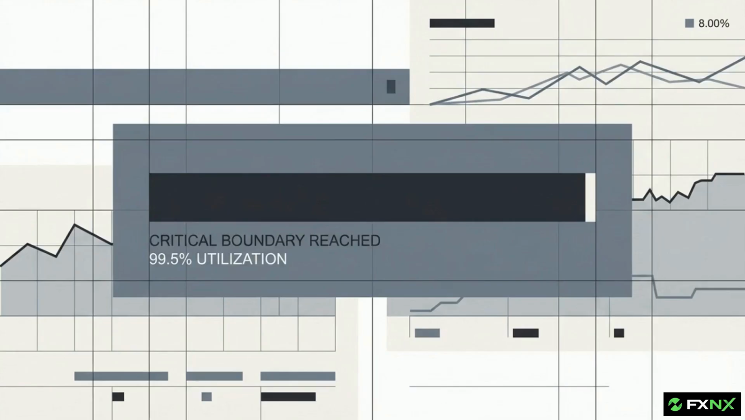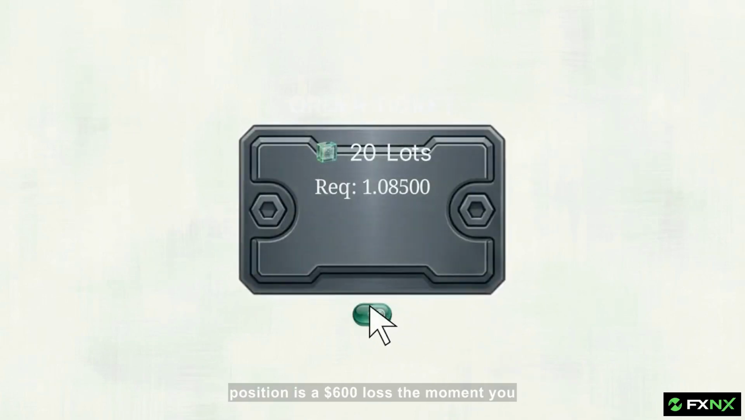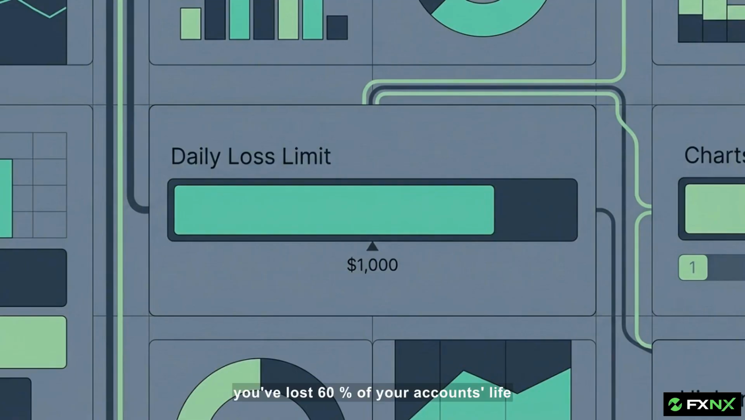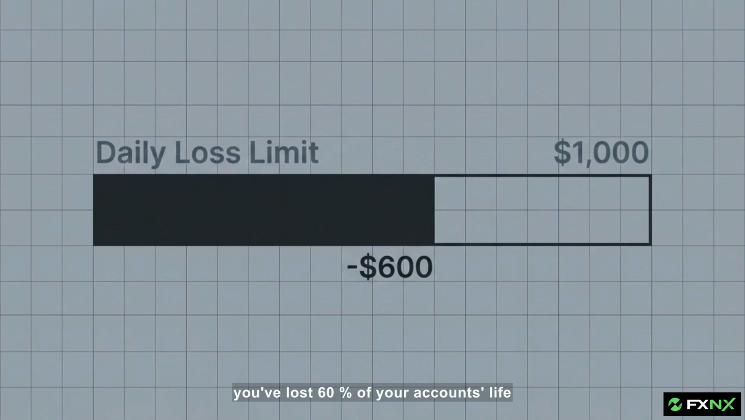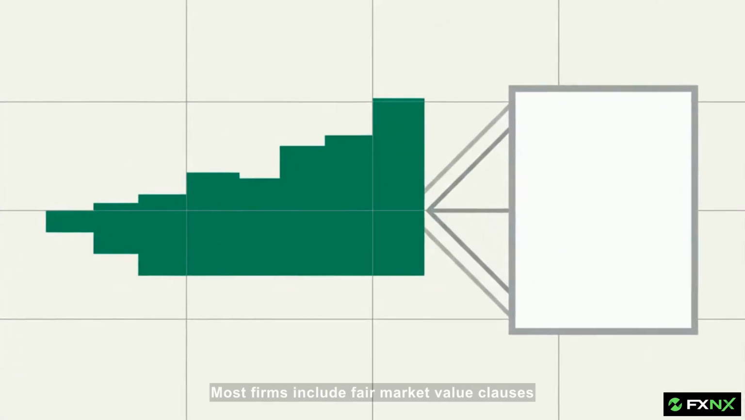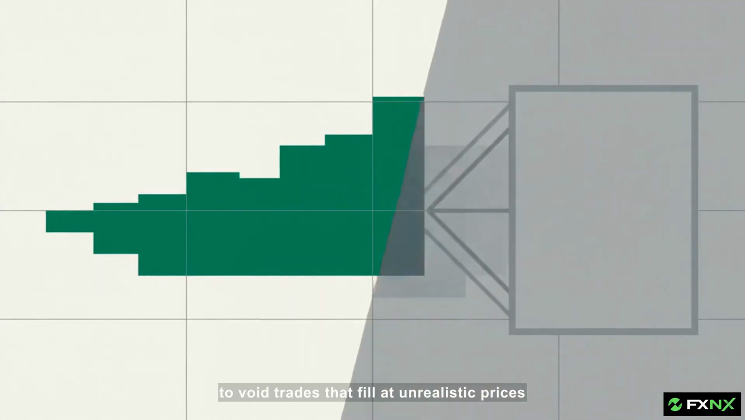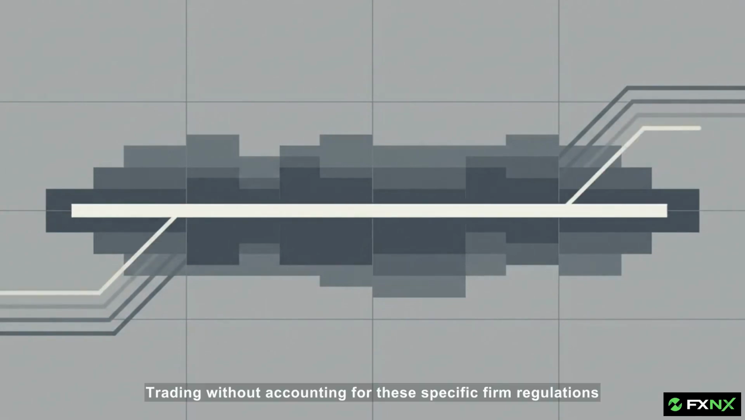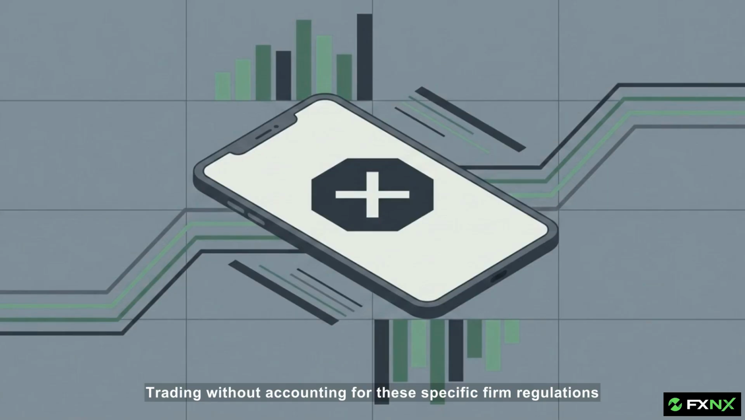For prop traders, these mechanical realities translate directly into your daily loss limit. A 3-pip slip on a 20-lot position is a $600 loss the moment you enter. If your daily limit is $1,000, you've lost 60% of your account's life to execution alone. Most firms include fair market value clauses to void trades that fill at unrealistic prices during extreme liquidity gaps. Trading without accounting for these specific firm regulations leads to preventable account breaches.